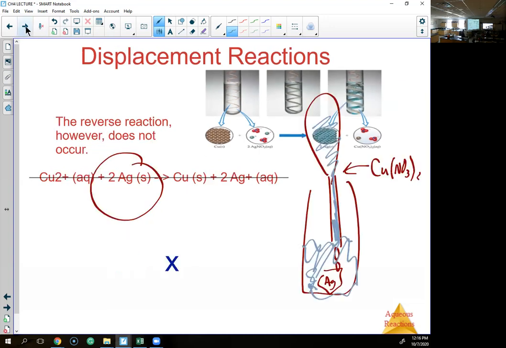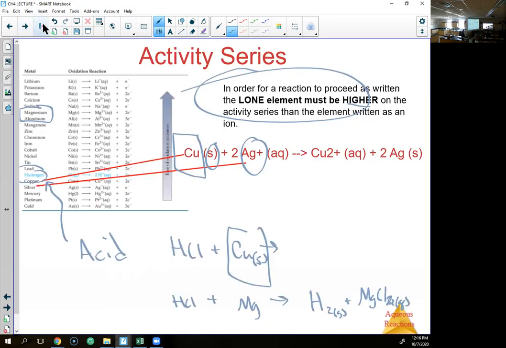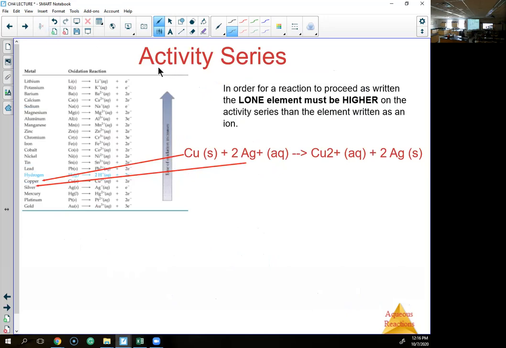All right. This is the same thing. So here we go. This is important. You need to know what the activity series is and how to use it. That's why we're doing this little sliver. I thought we were good enough, but I forgot about this.